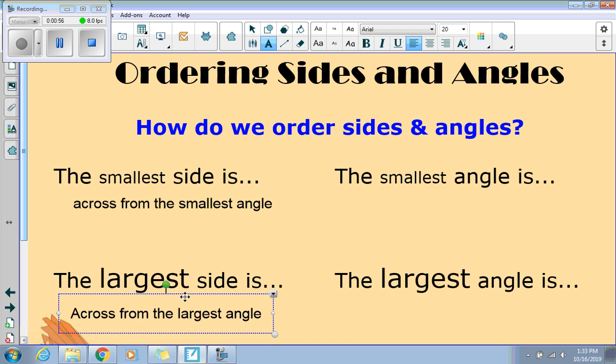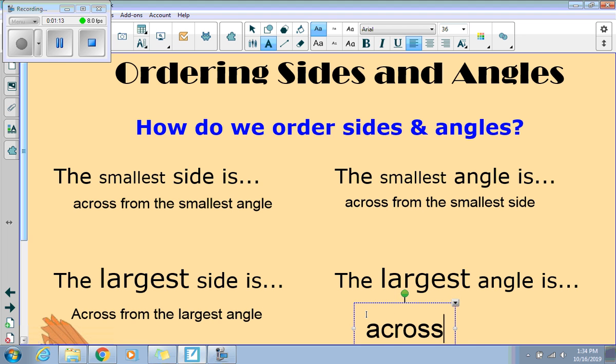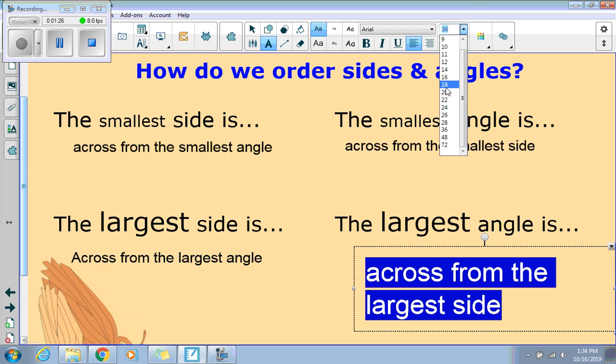The smallest angle is going to be across from the smallest side, right? So we're doing vice versa. And the largest angle is going to be across from the largest side.